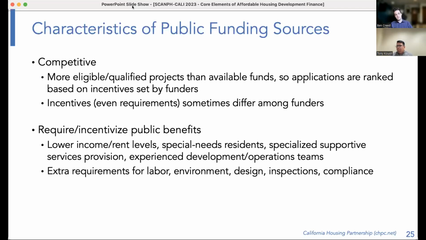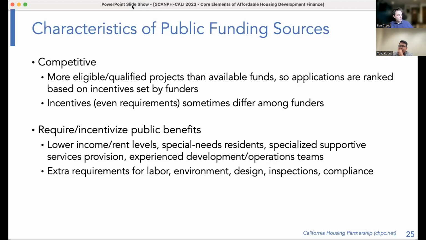But each funding application will have certain requirements or incentives around how low the incomes in your building need to be. They may have population requirements. Some funding programs are specifically for veterans. Some funds are either prioritized for seniors or exclusively for homeless households. Virtually all have their own specific requirements for supportive services for the residents. And very often there are basic level requirements and then additional points incentives for experience on the part of the development team or the property management company, the services providers, that kind of thing.